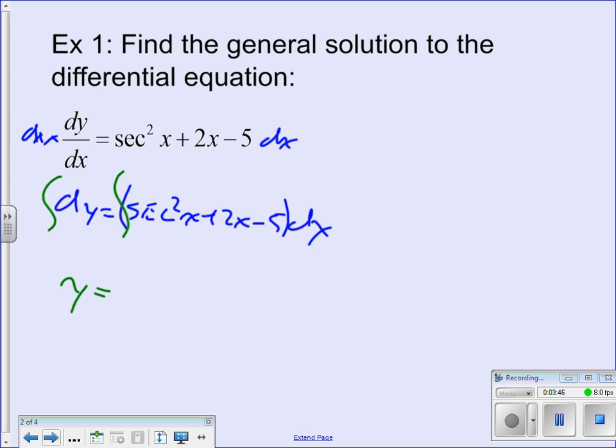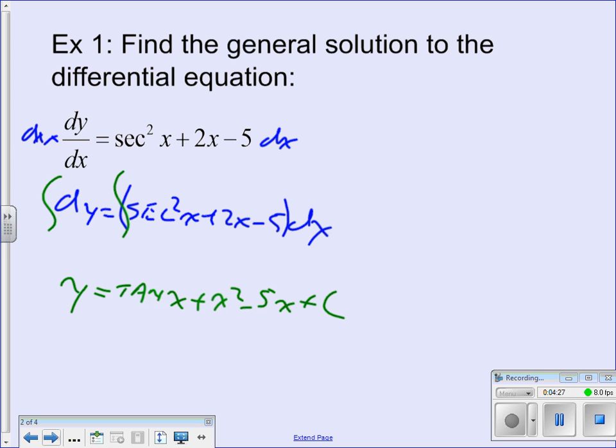Same thing on the next one. Take the antiderivatives. How do you solve the integral? Take the antiderivatives. Antiderivative of secant squared is tangent x. Antiderivative of 2x is what? x squared. Antiderivative of negative 5 is negative 5x. And then what else do I need to have? Plus C, because I am doing it for a general antiderivative. This is one of an infinite number of possibilities.